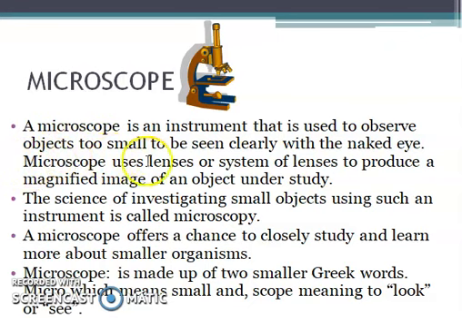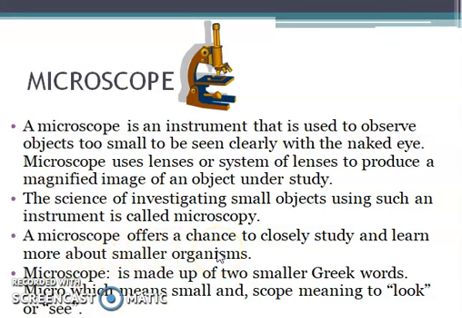So a microscope uses lenses or systems of lenses to produce a magnified image of an object under study. Magnified means enlarged. So the science of investigating small objects using such an instrument is known as microscopy. A microscope offers a chance to closely study and learn more about smaller organisms.